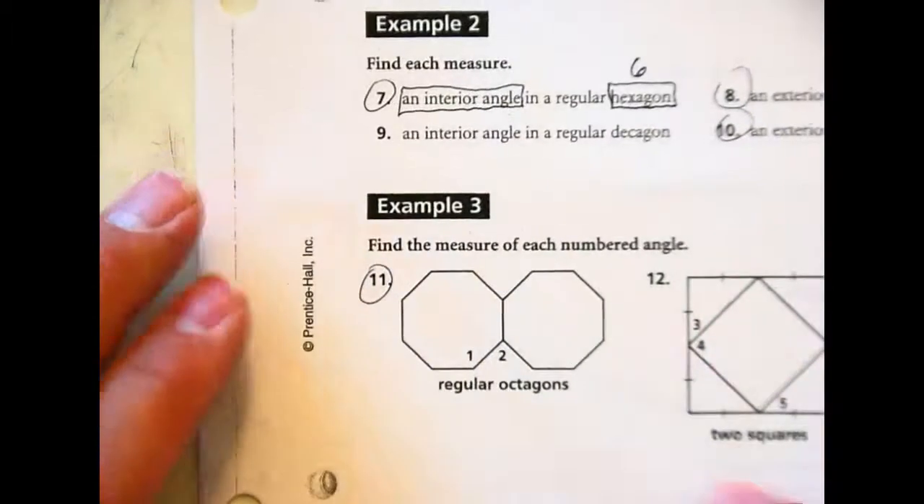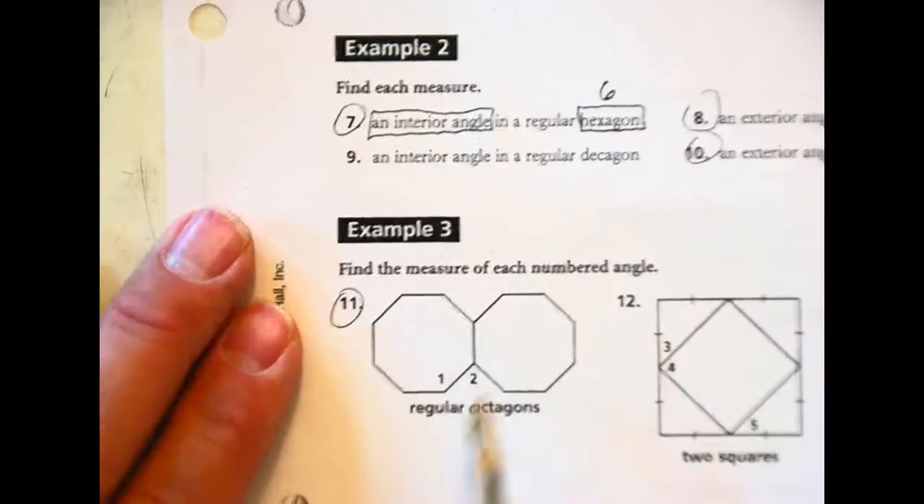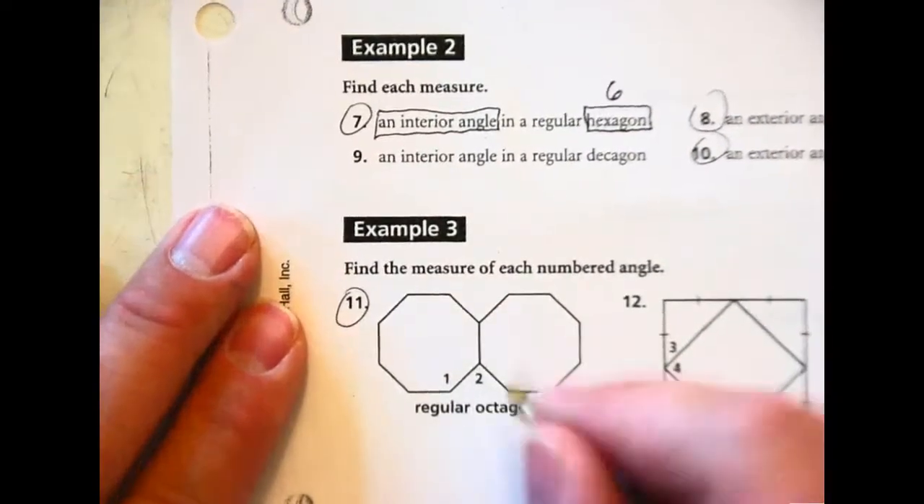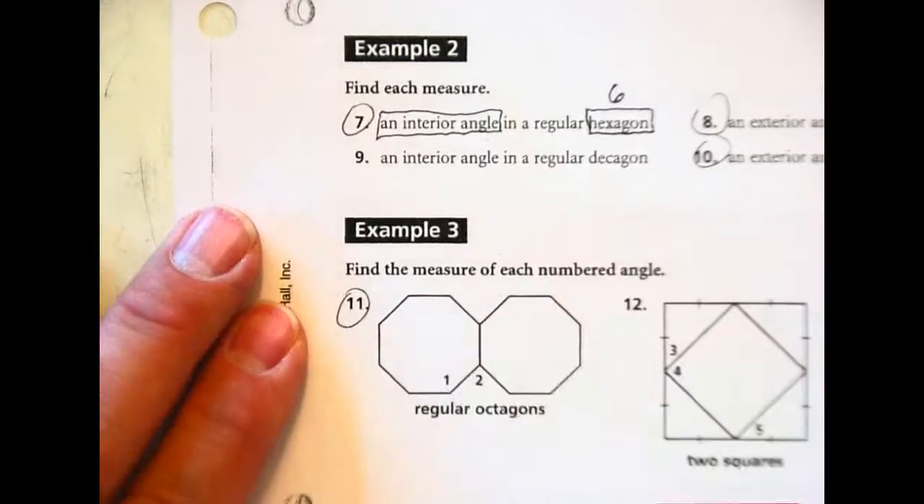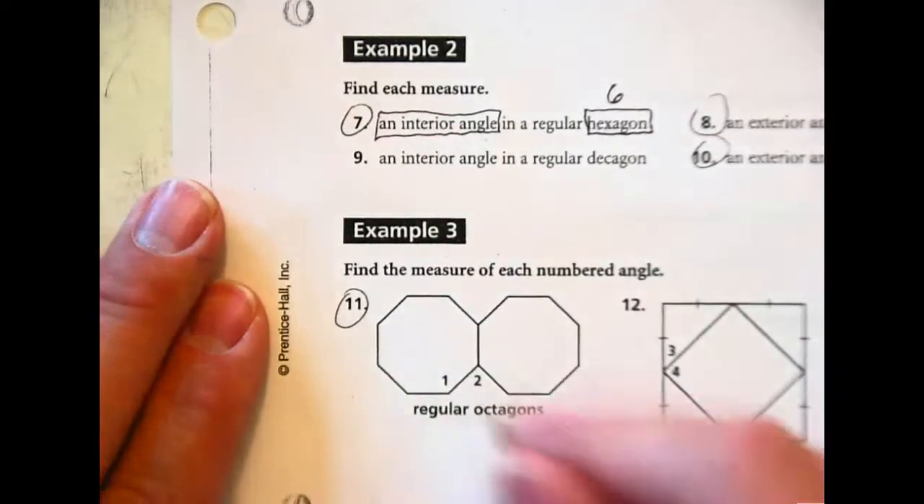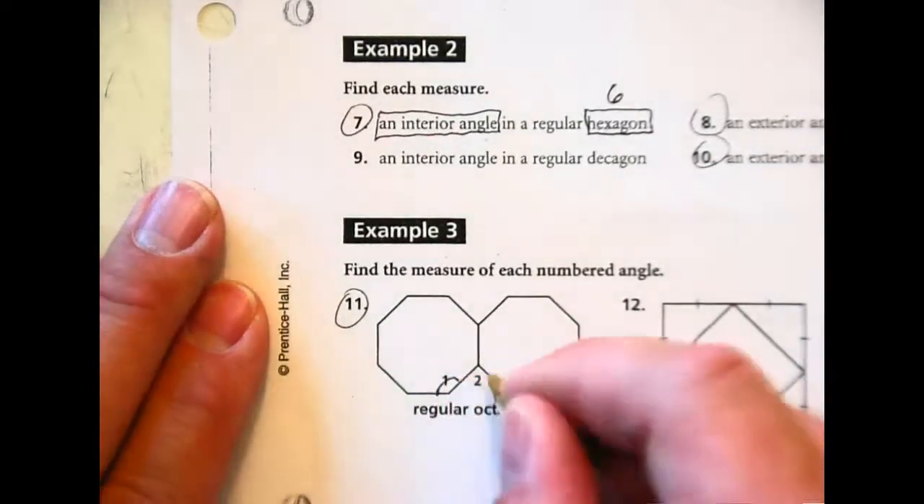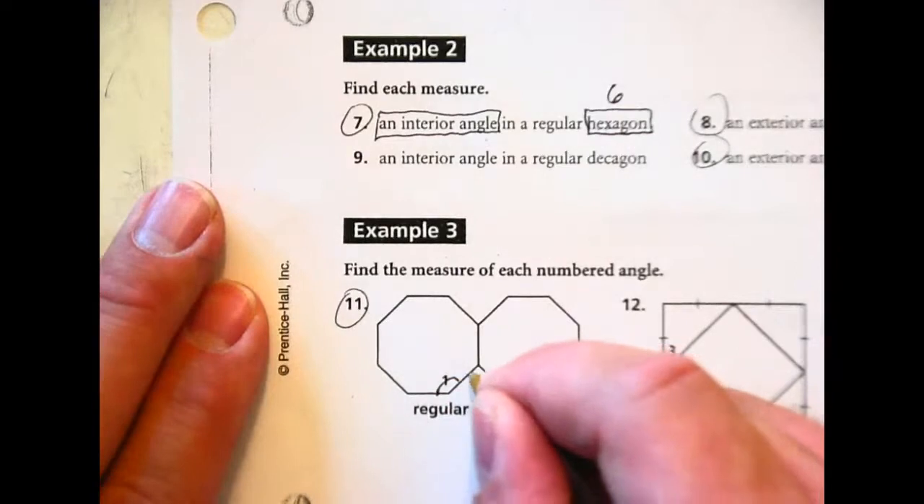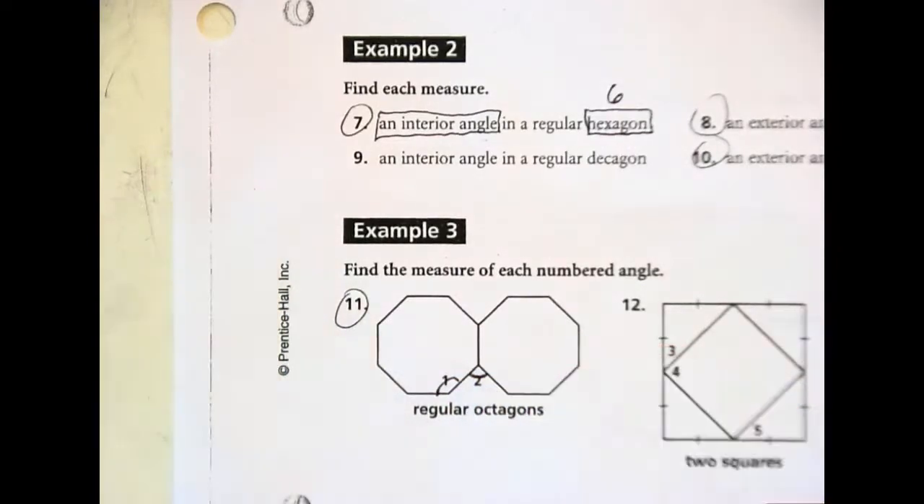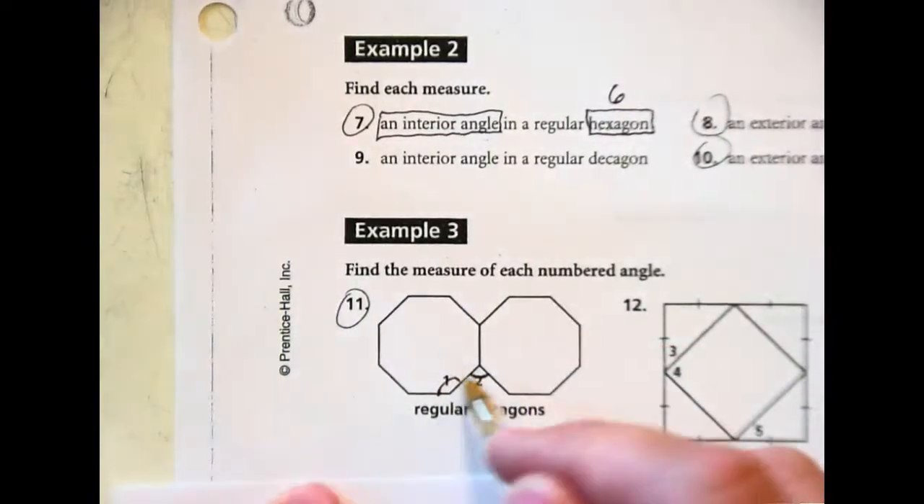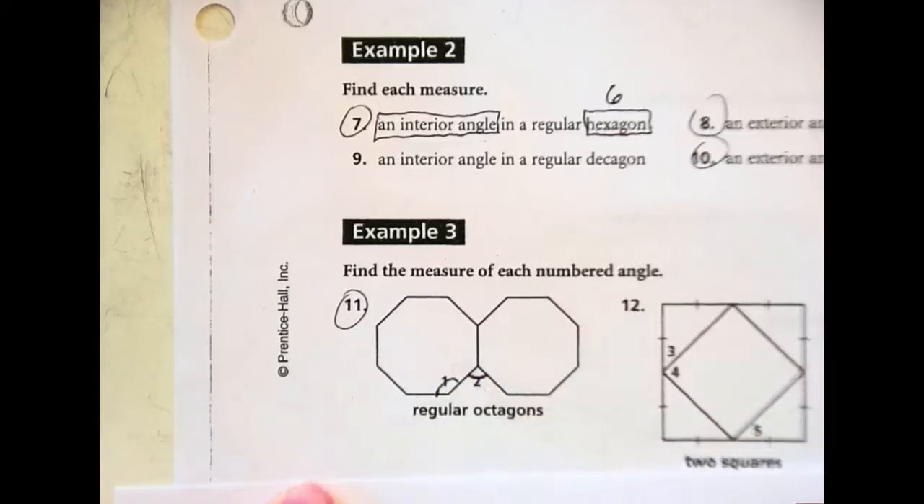All right, we're going to skip 10. Let's go on to number 11. Find the measures of each numbered angle. 2 regular octagons. Octagon has how many sides? 8. So I want this angle right here. It's an interior. And then I want this angle right here. Okay, work with your groups there. Okay, ladies and gentlemen, what's an octagon interior angle?